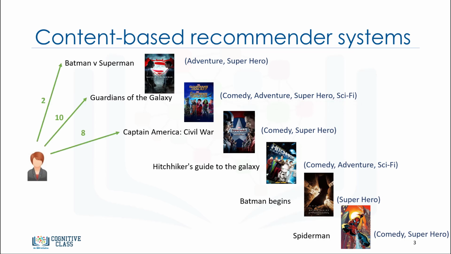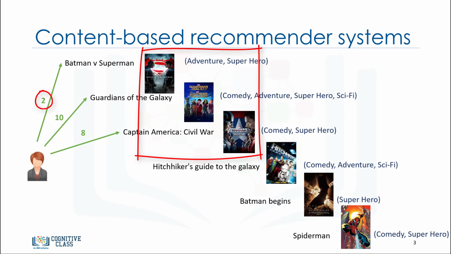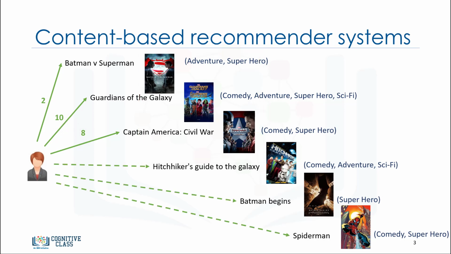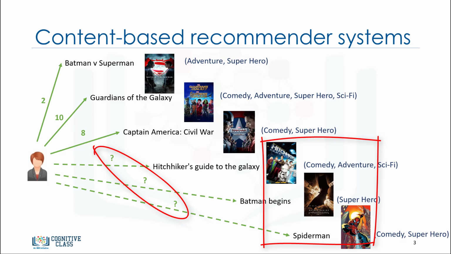Let's say the user has watched and rated 3 movies so far, and she has given a rating of 2 out of 10 to the first movie, 10 out of 10 to the second movie, and 8 out of 10 to the third. The task of the recommender engine is to recommend one of the 3 candidate movies to this user. Or in other words, we want to predict what the user's possible rating would be of the 3 candidate movies if she were to watch them.